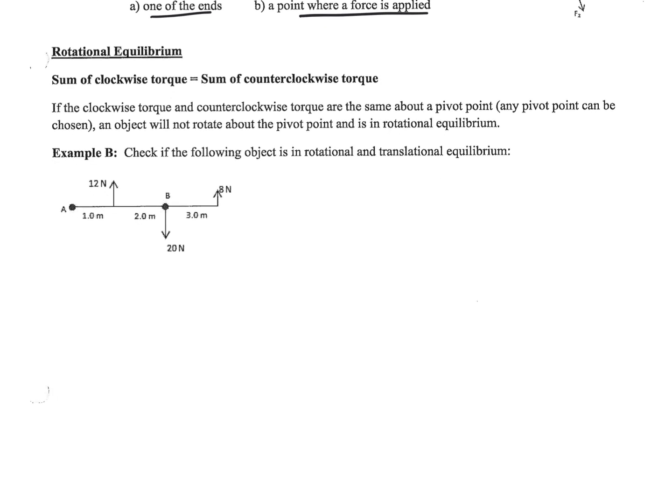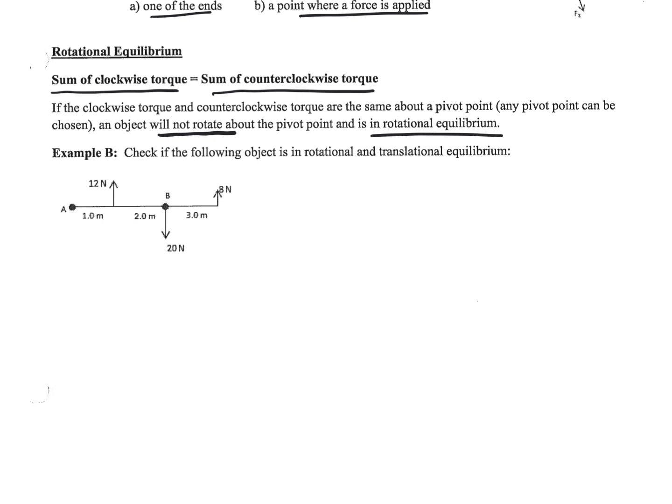So, rotational equilibrium. Rotational equilibrium is the sum of the clockwise torques equaling the sum of the counterclockwise torques. That's when it is in rotational equilibrium. Clockwise equals counterclockwise, what you found in your little mini lab, didn't you? To keep it from rotating or changing, you had to put everything to where the clockwise and the counterclockwise torques counteracted each other. So if the clockwise and counterclockwise torques are the same about any pivot point, the object will not rotate about that pivot point and is in rotational equilibrium. So if it will not rotate, it's in rotational equilibrium, isn't it?